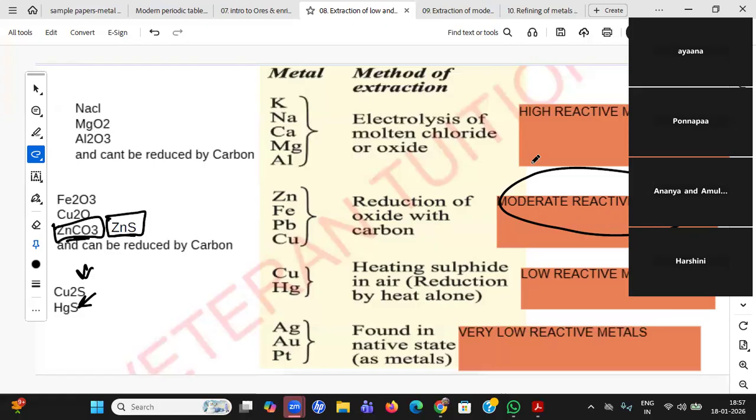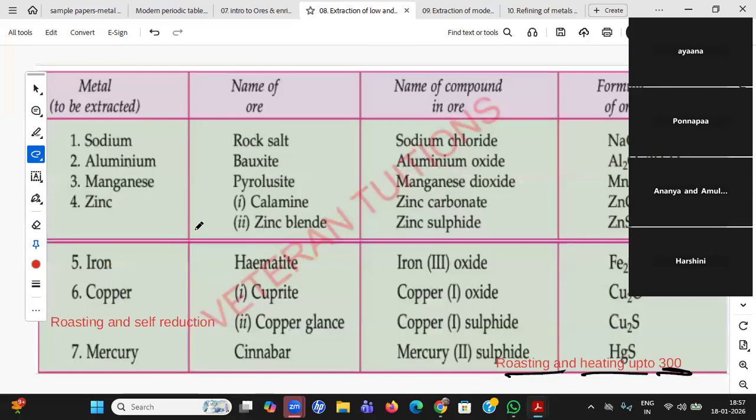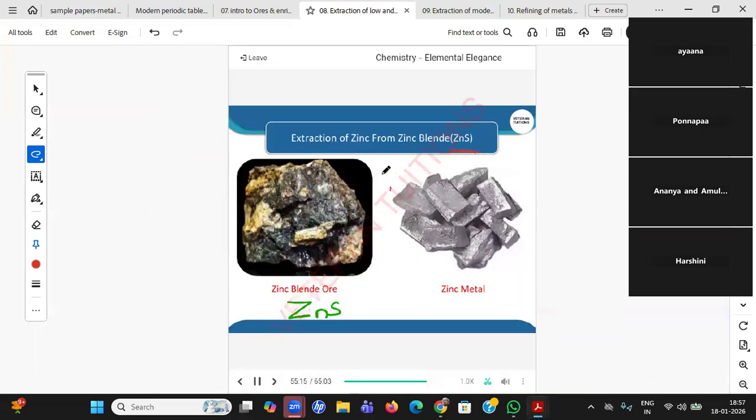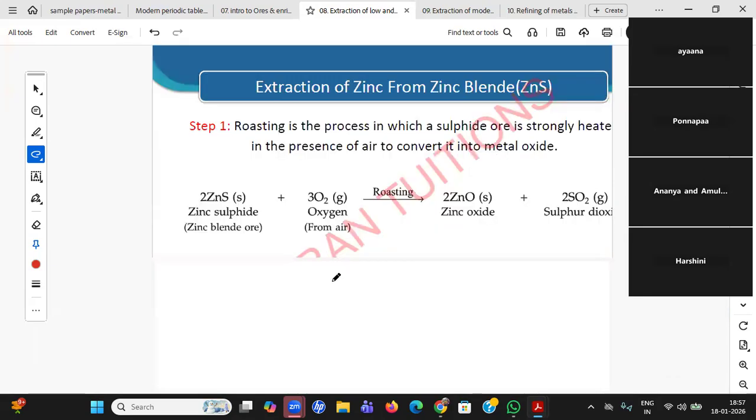Yes, Ponappa, you're right. So student, once for this sulfide you are using roasting, this is also sulfide. So definitely, zinc sulfide, this is what you get from the ore, but you want to make it like this. As it is a zinc sulfide, as it is a sulfide, the first step is roasting. In presence of oxygen, you are heating it. Obviously, zinc oxide and sulfur dioxide will form. So the first step is the same.